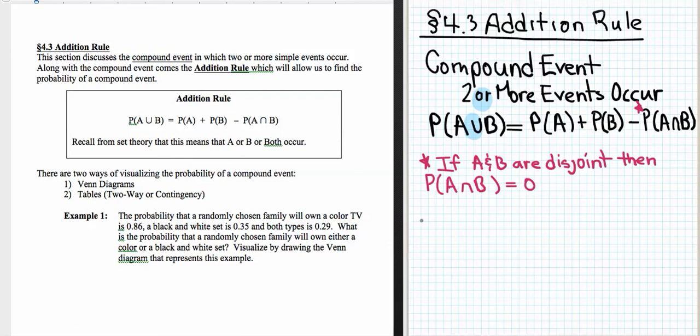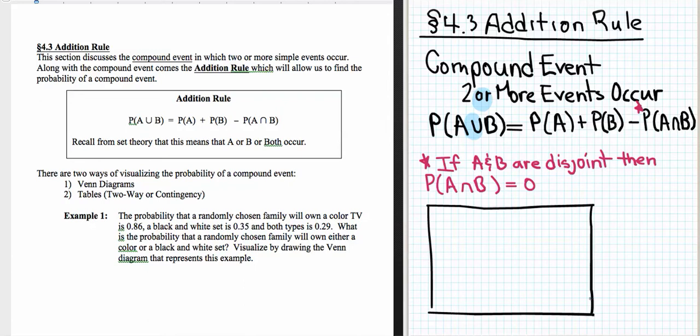The probability that a randomly chosen family will own a color TV is 0.86, a black and white set is 0.35, and both types is 0.29. What is the probability that a randomly chosen family will own either a color or a black and white set? So let's just define as our universe all families out there in the United States. So we'll say that this universe is all families in the United States. So this is where we're drawing our information.